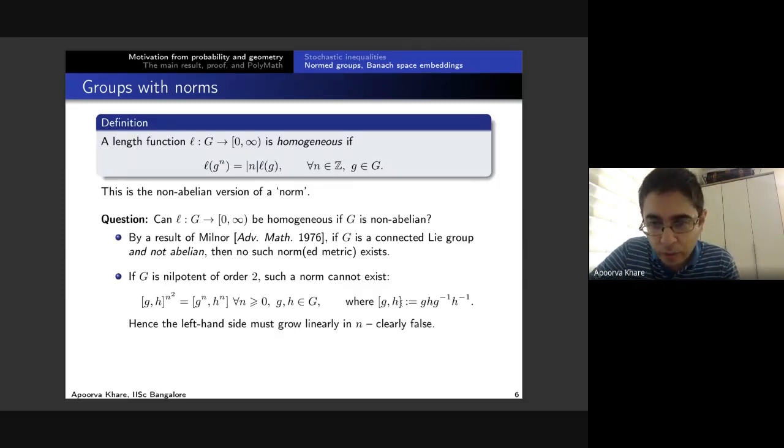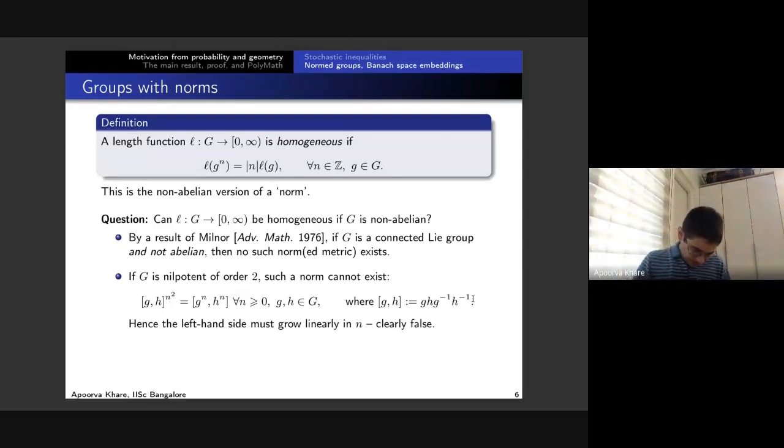I should remind you that the commutator of two elements in the group is g h g inverse h inverse. So before I tell you why this cannot exist, just think for a minute: when does this left-hand side or the right-hand side equal the identity? What is the condition on g and h for which this equals the identity? Can anyone tell me? Solve the equation, if you will.